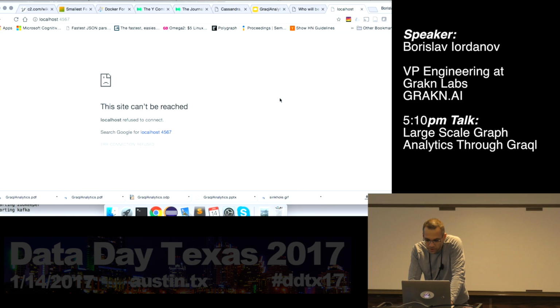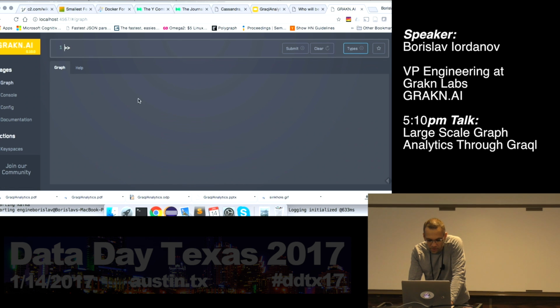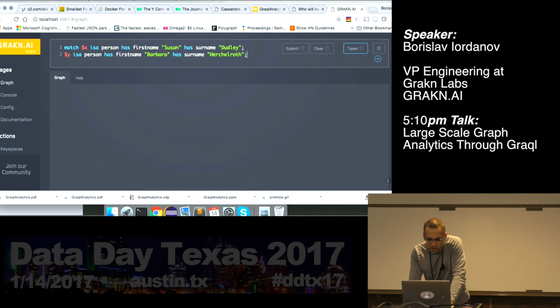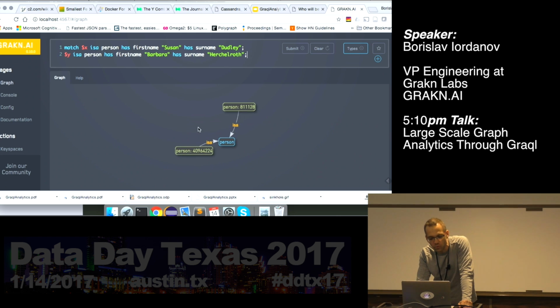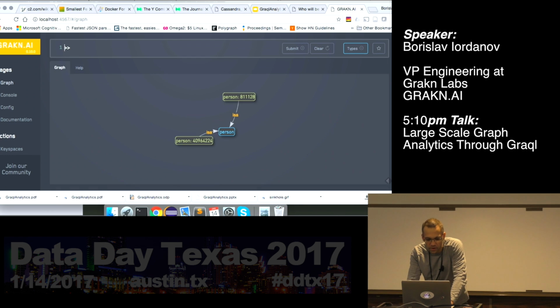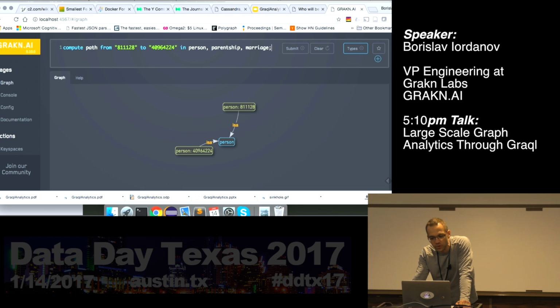So the demo is going to show just a few examples of Graql queries and analytics. So here's an example of a query where we just find people by their first and last name. So we can do something that's typically SQL-like. I just prepared the two queries here. So this is a compute query, computing the shortest path between two entities, and it's using just a certain subset of the relationship types.